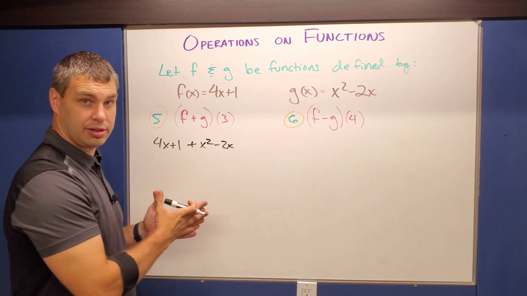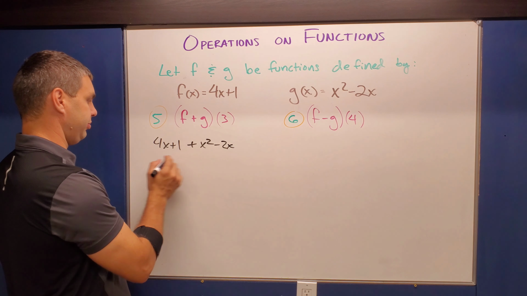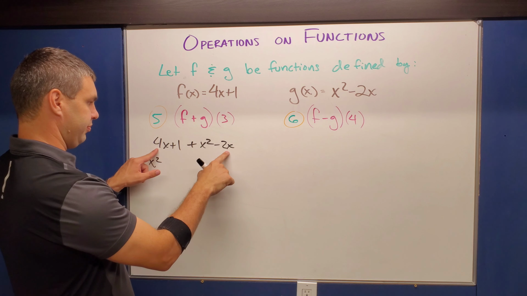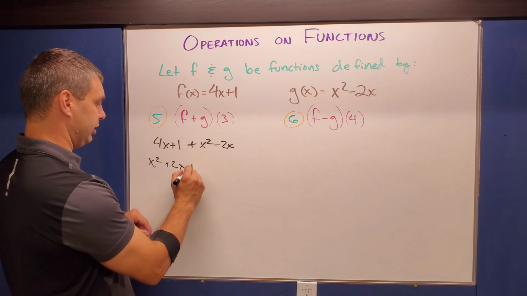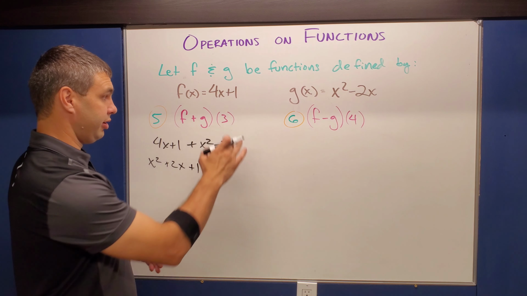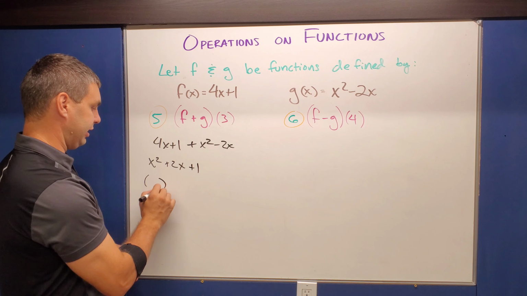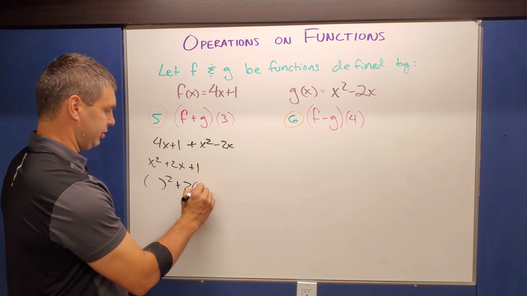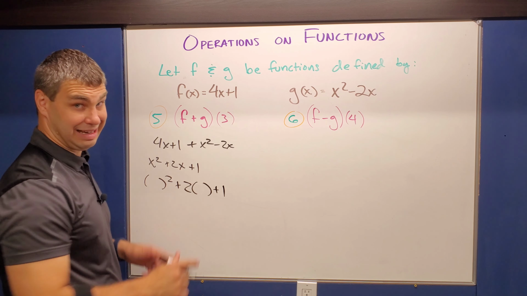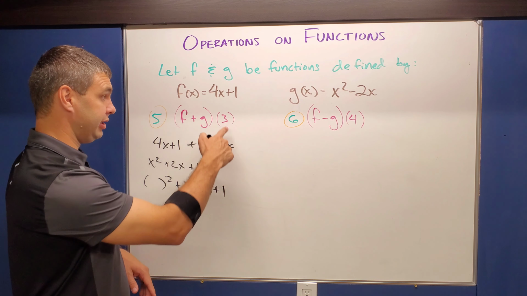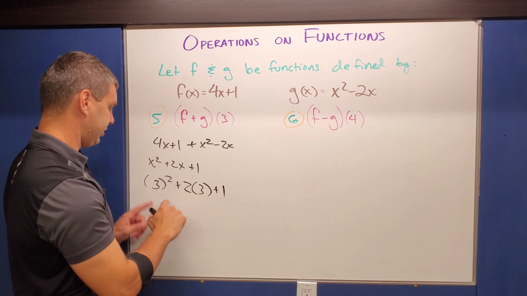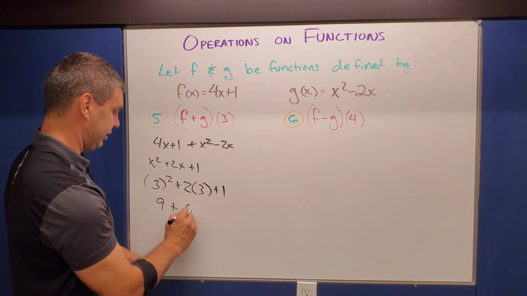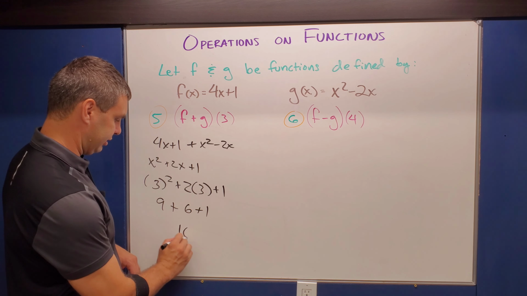You could put this together right now and get x squared plus 2x plus 1. Then you can plug the 3 in for all your x's. I like to leave open spots using parentheses wherever I see an x, and in those spots I'm going to put my input of 3. So let's do that. 3 squared is 9, plus 6, plus 1, which is 16.